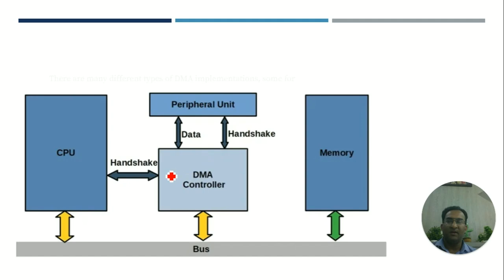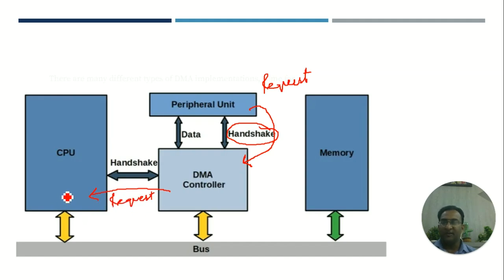Then this DMA controller will send a message to the CPU that this particular device wants the address bus, data bus, and the control bus of the CPU for the transfer to take place between the peripheral unit and the memory. So there will be a first handshake between the peripheral unit and the DMA. That means in the first step, there will be a request from this particular device to the DMA controller. Then the DMA controller will send the request to the CPU for the transfer.